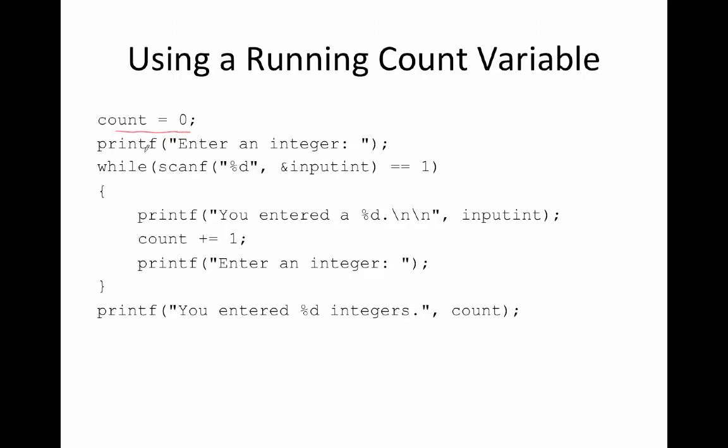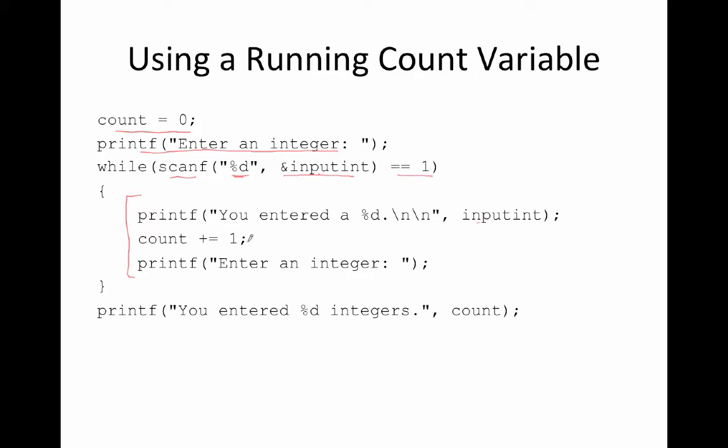Then I'm going to prompt the user to enter an integer. And here we have the while scanf is equal to 1. So again, the scanf is attempting to read an integer into the location of a variable called inputInt. Now, if the user enters an integer and the scanf function is able to successfully read the integer into this variable, then the scanf function will return 1. The condition will be true, so we'll execute the action of the while loop and we'll echo print "you entered" and the value that the user entered.